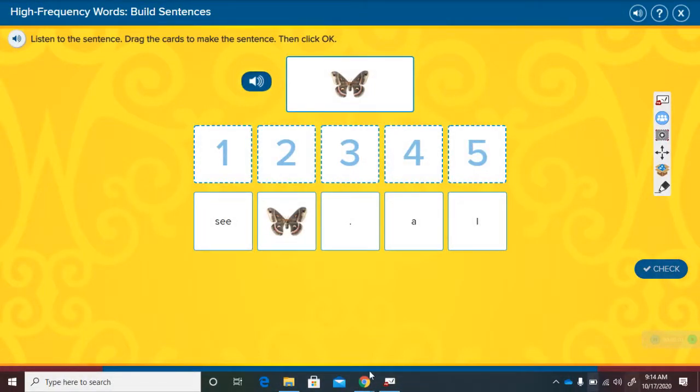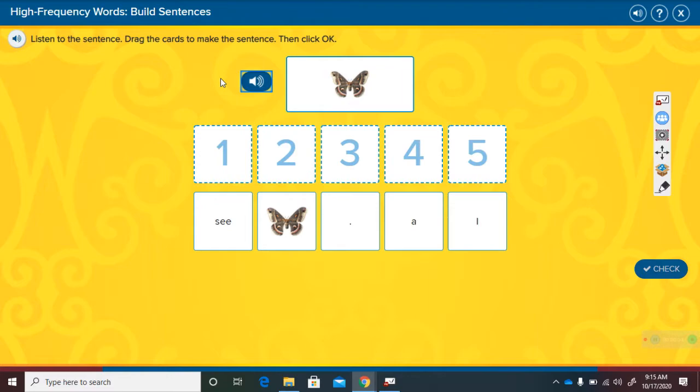In this video, we are going to work on using the sight words that we've already learned to build sentences. Let's listen to the directions. Listen to the sentence. Drag the cards to make the sentence. Then click OK.